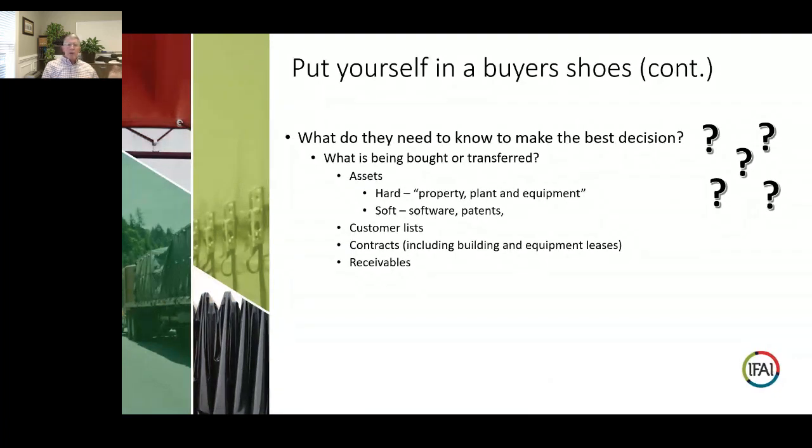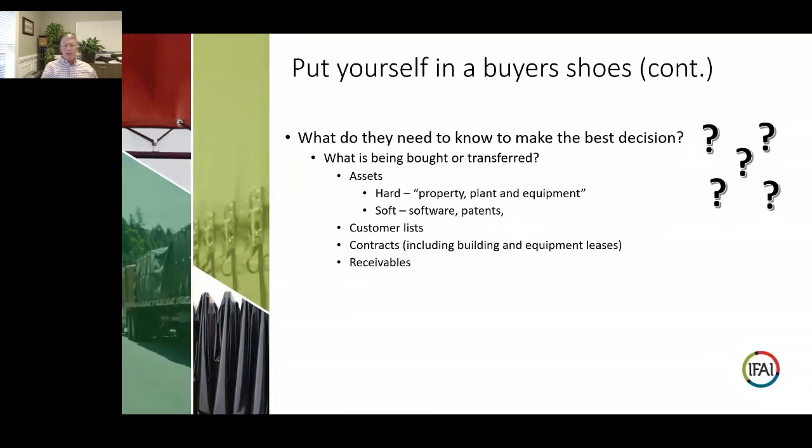So continuing on the theme of what do they need to know to make the best decision, they're also going to know what they're buying, what's being transferred. Typically that falls in the category of assets. Two types of purchase typically are an asset purchase and a stock purchase. Unless you've got a C Corp, that's not something that you're probably going to have, but if you do, then it could very well be a stock purchase. But typically it's an asset purchase.